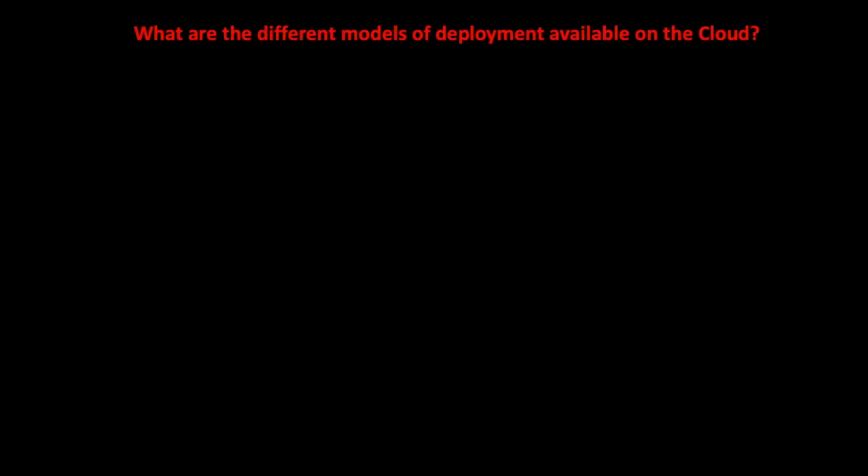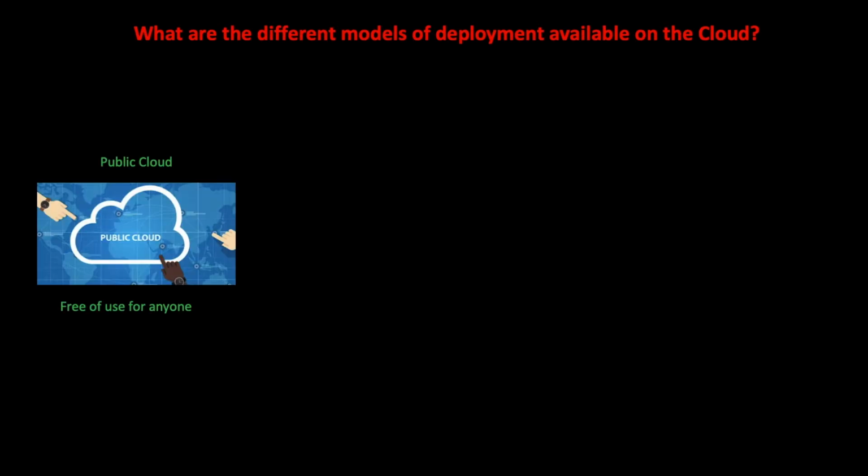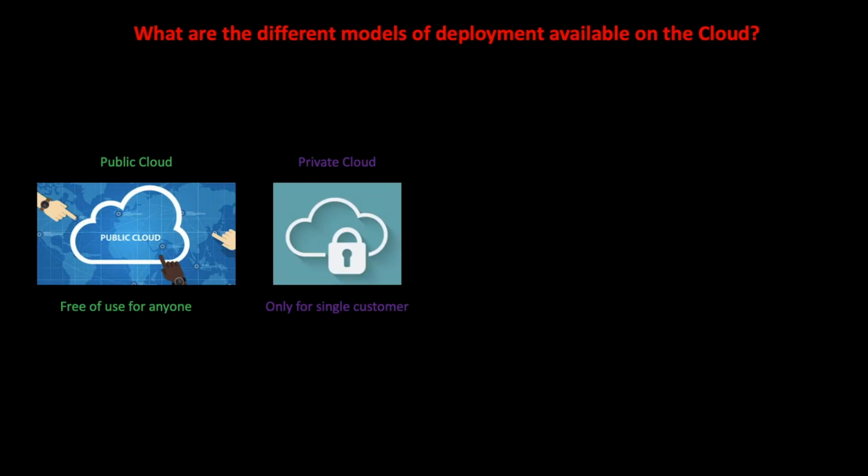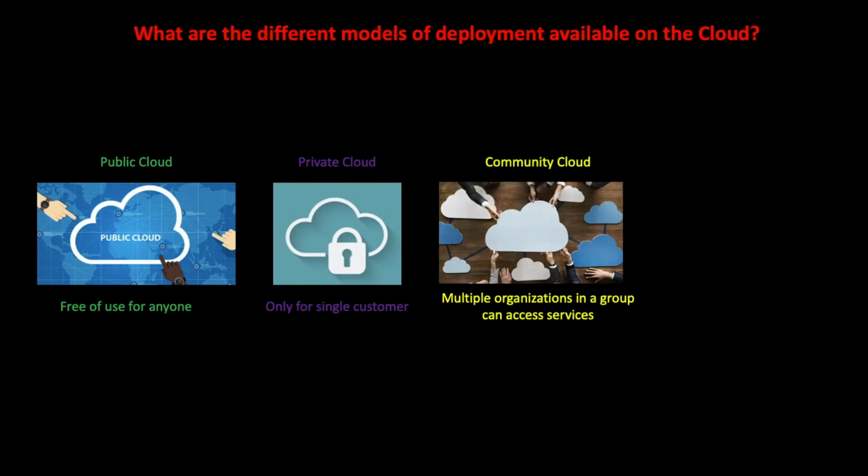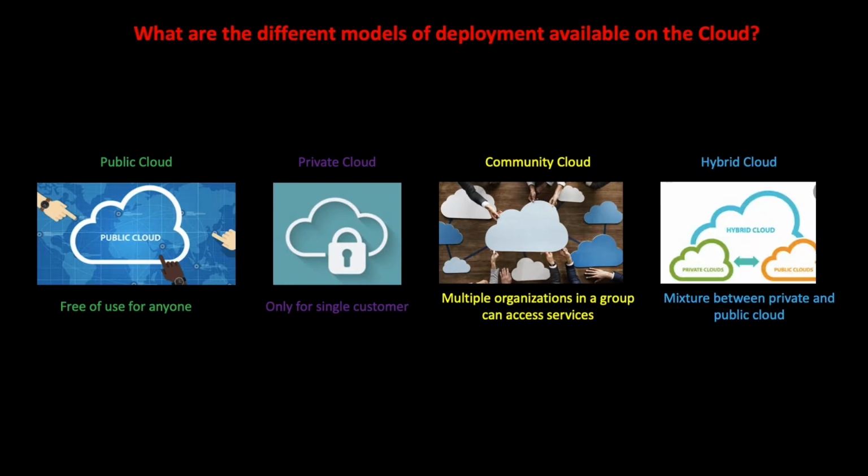What are the different models of deployment available on the cloud? Here we have the public cloud, which is free to use for anyone. The private cloud, which is a collection of resources that private organizations use for their own needs. The community cloud, which allows multiple organizations in a group to access services and systems to share information and computing. And the hybrid cloud, which is a mix of private and public clouds that can switch from one to the other, depending on the conditions and requirements.